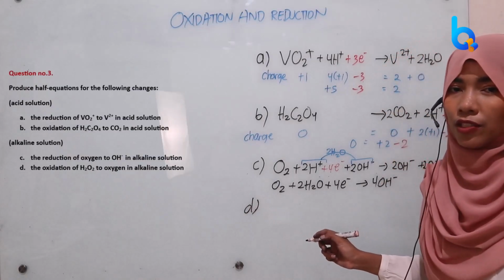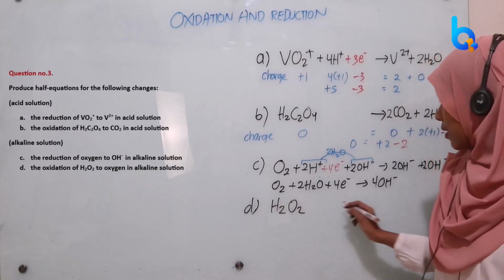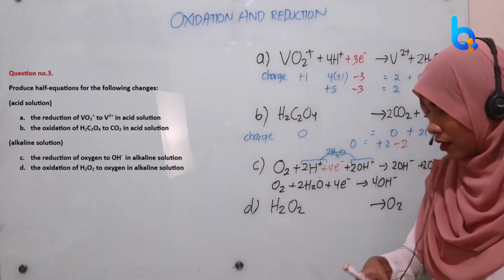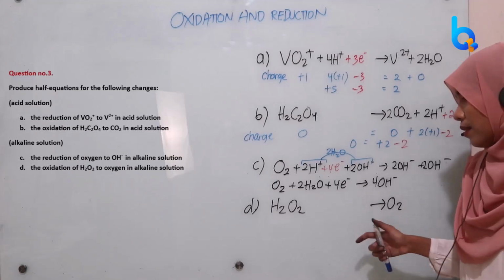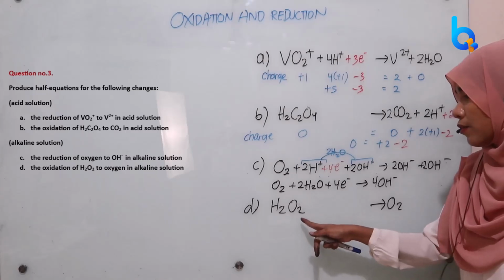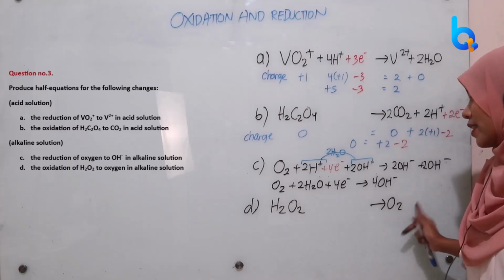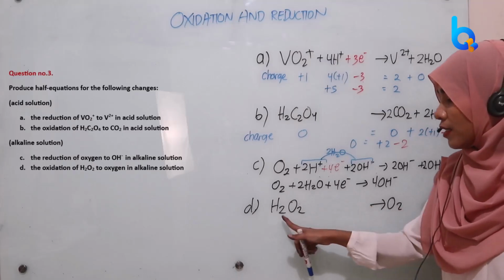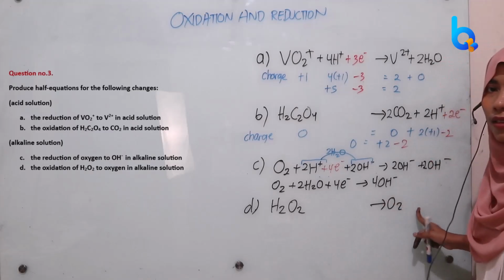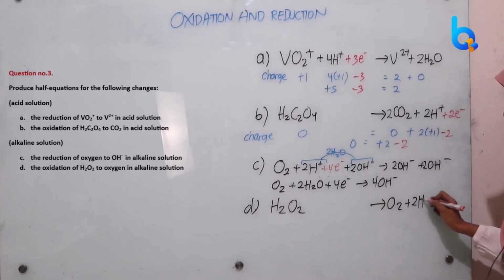So oxidation of H2O2, peroxide, to oxygen in alkaline solution. So let us do step 1 until 4 first. So here we only have O and H, so just start to balance the oxygen. We have 2 oxygen on the left side and 2 oxygen on the right side, so it's already balanced. Next, we check the hydrogen. We have 2 hydrogen on the left side, we don't have any on the right side, so we have to add the hydrogen by adding 2H plus.